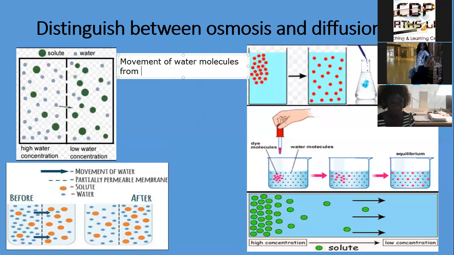From. Water molecules. Don't think too hard. Just look at the arrow and tell me what the arrow says. The arrow says something moves from something to something. Isn't that what the arrow is saying? So you have to use the word from and the word to when you are talking about direction.